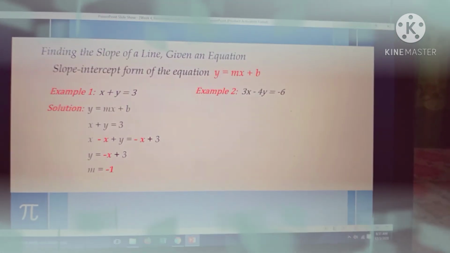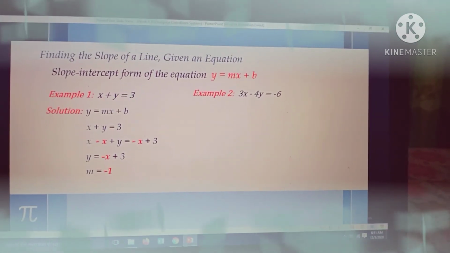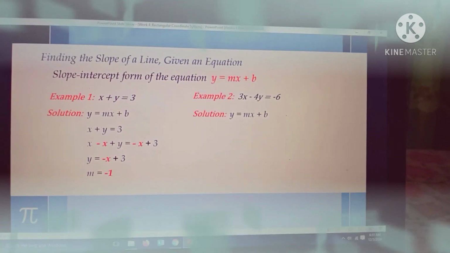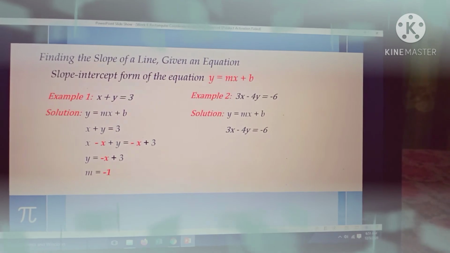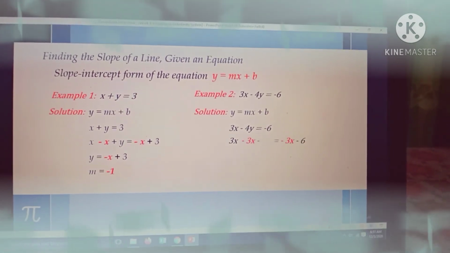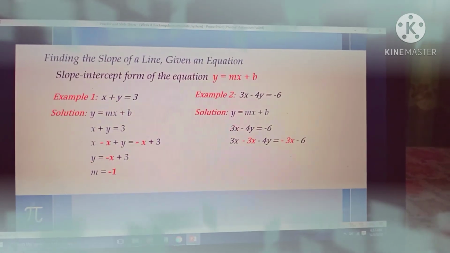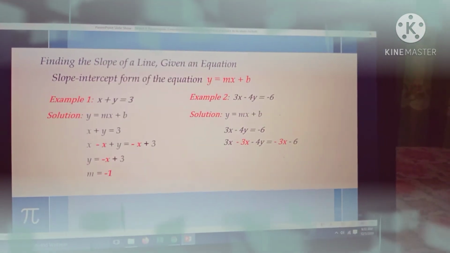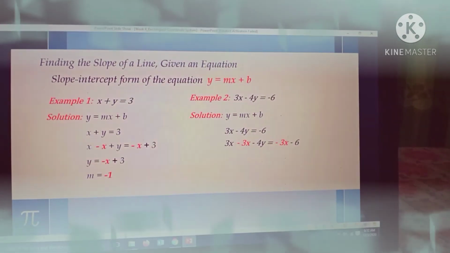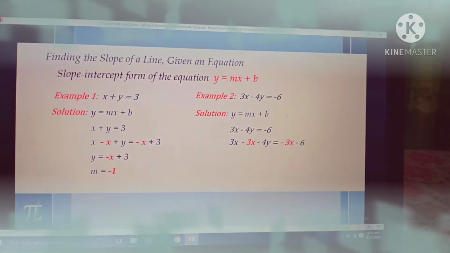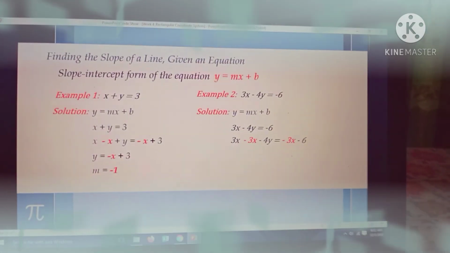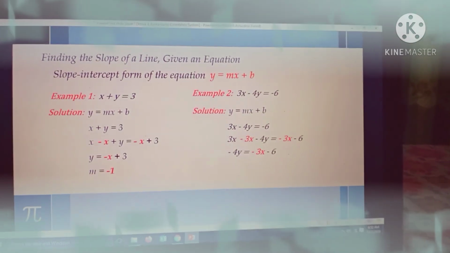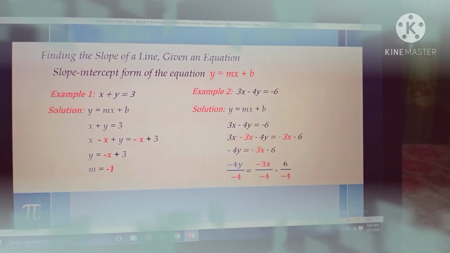So example 2, 3x minus 4y is equal to negative 6. So let's have y is equal to mx plus b. So in 3x minus 4y is equal to negative 6, we subtract 3x on both sides. So 3x minus 3x will become 0, and negative 4y will remain on the left side. Then on the other side, it will be negative 3x minus 6. So negative 4y is equal to negative 3x minus 6.